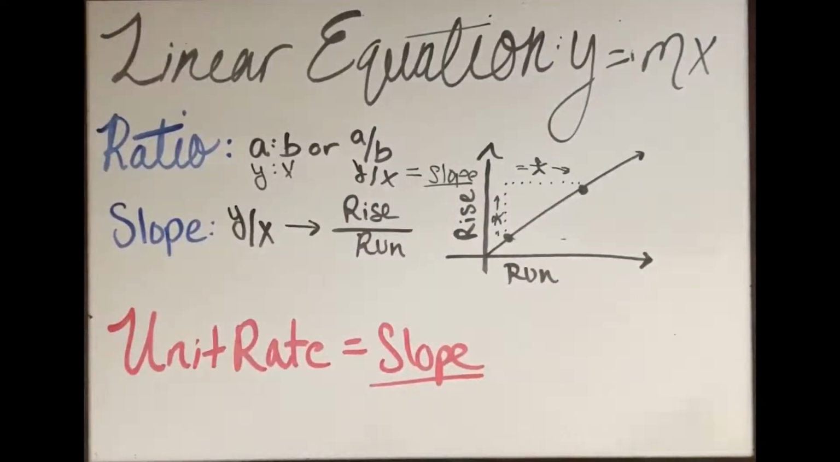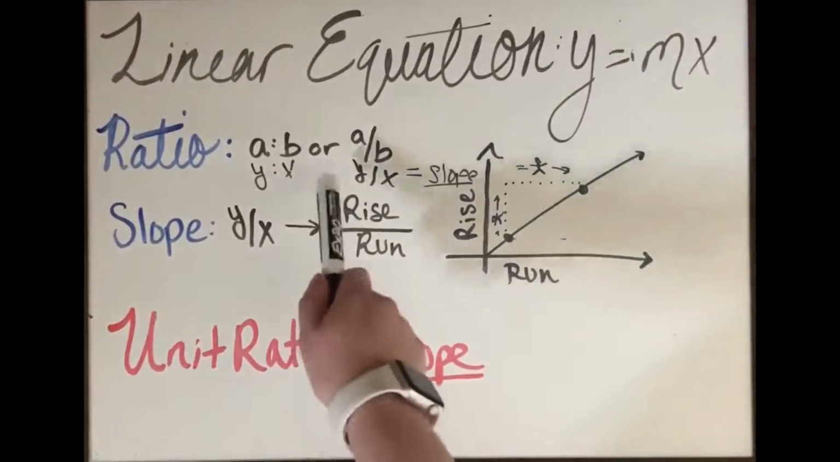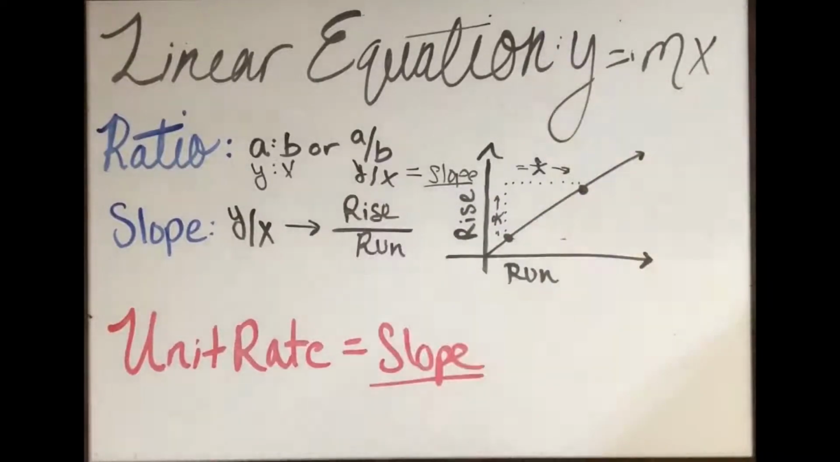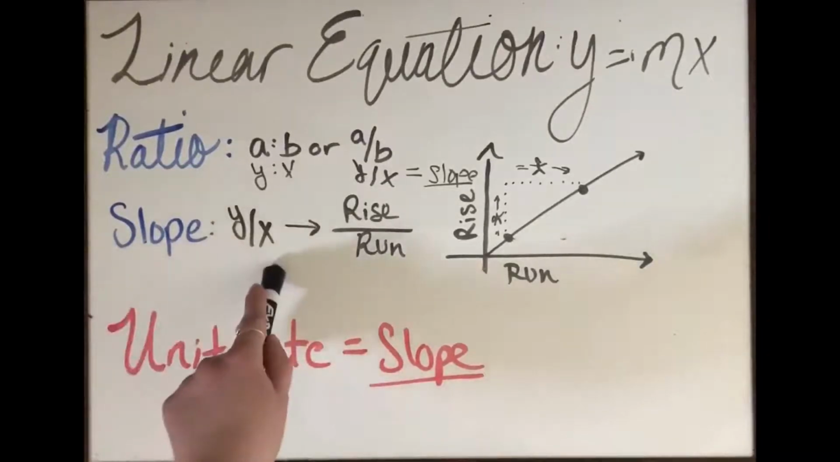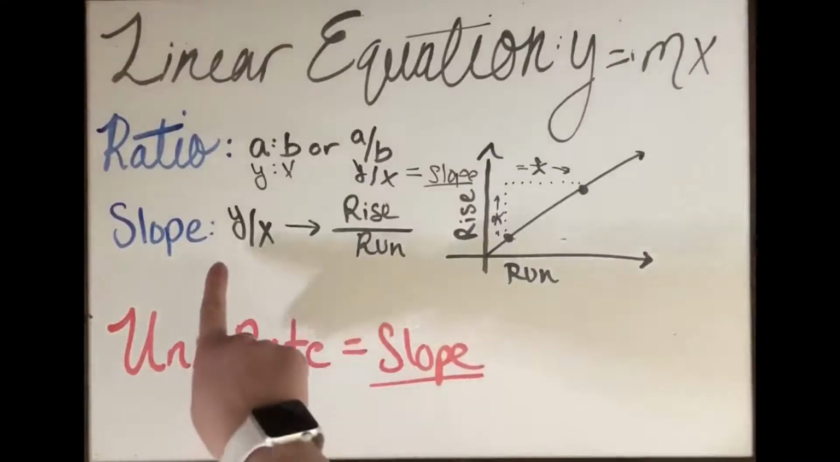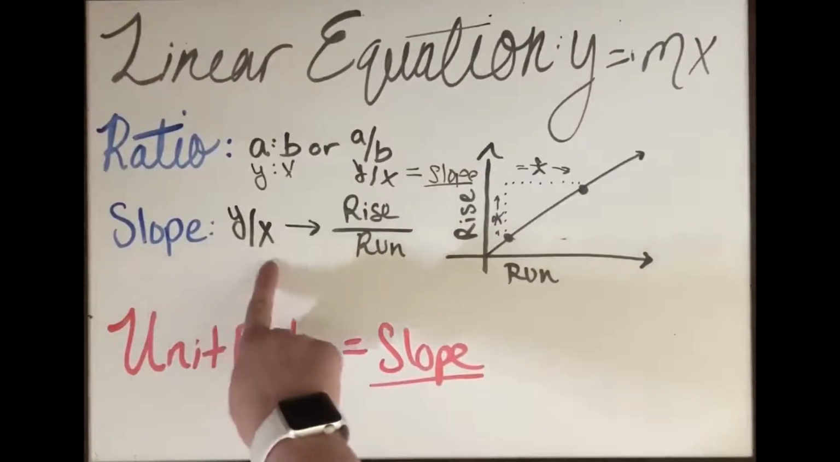Another way to write this is a over b, or y over x, which will give you slope, because if you solve this equation and divide both sides by x, y over x equals m, which equals slope. So, as I have here, y over x equals slope. And that is rise over run. So a way to solve any slope problem in math is to think rise over run. And that's always going to be true. It's always going to be the proportionality or the ratio of y to x.